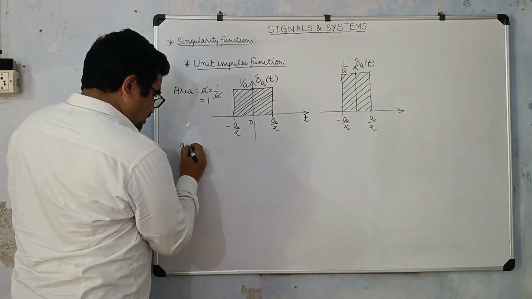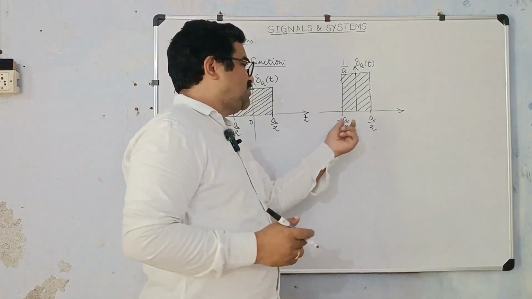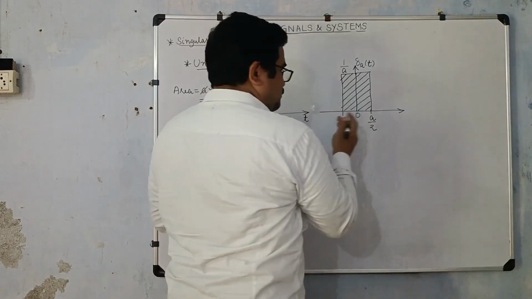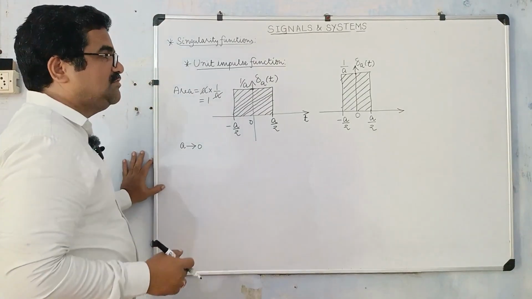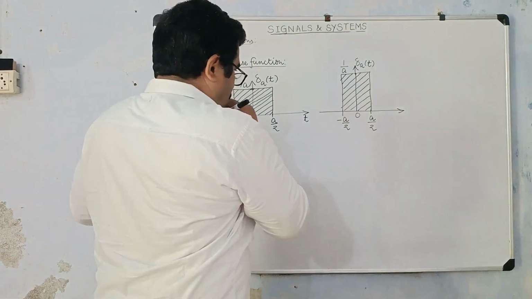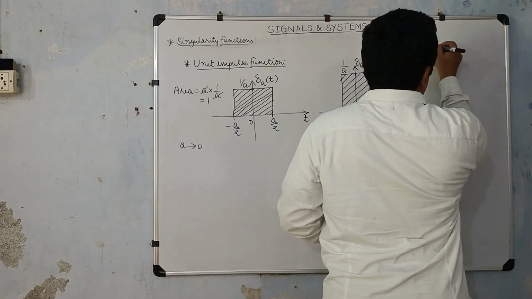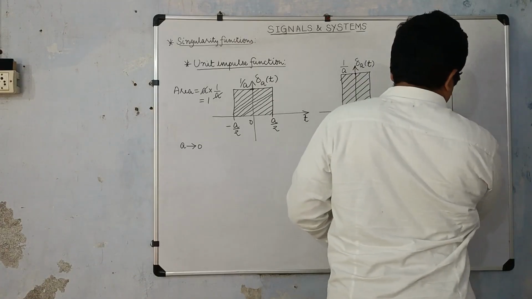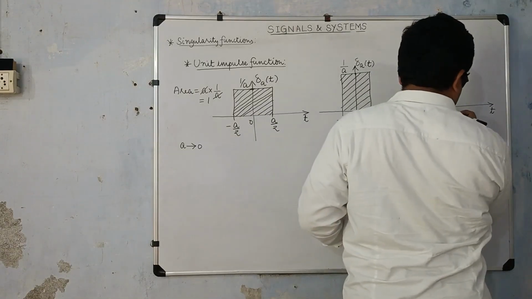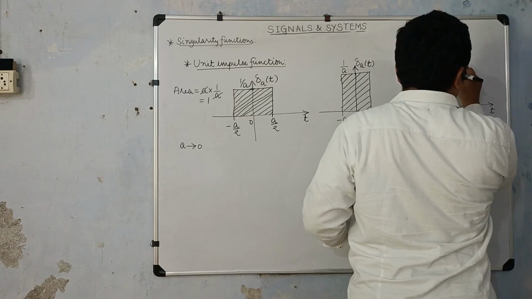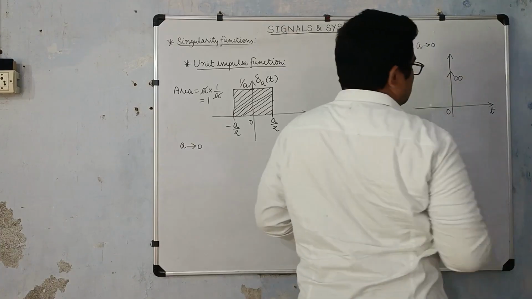Now if I make a tending towards 0, that is, I am making a smaller and smaller such that it is approaching 0. Now what will happen? What will happen to the height of the pulse? 1 by a, which is equal to infinity. That means the pulse, when a is tending towards 0, the width is becoming 0 because a is tending towards 0, whereas the height of the pulse is infinity. The height of the pulse is becoming equal to infinity.